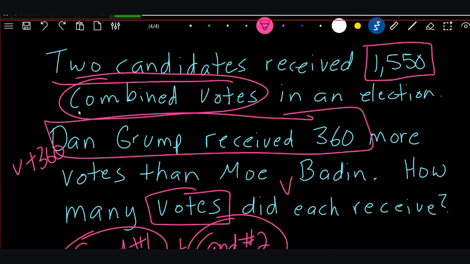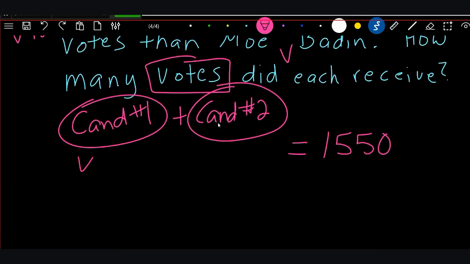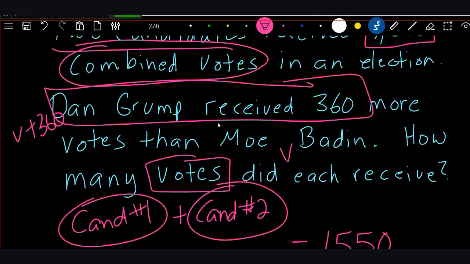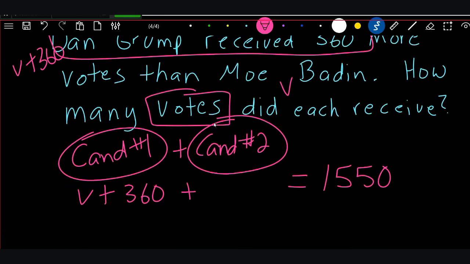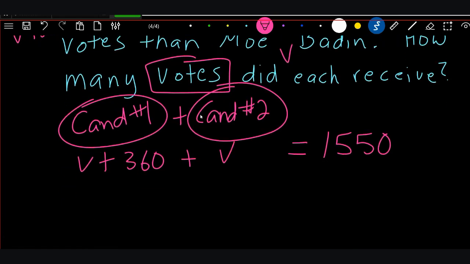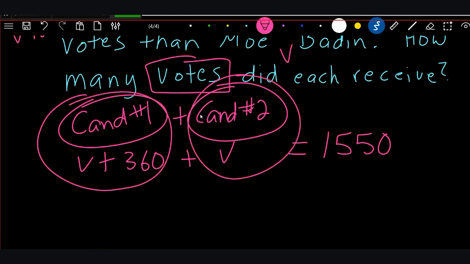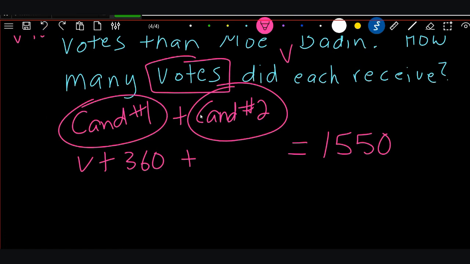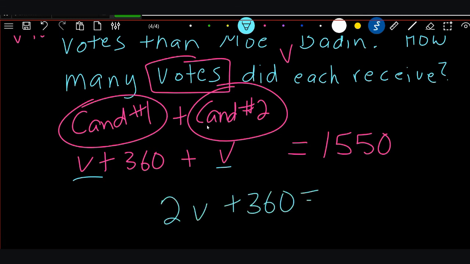Candidate 1 is Grump, so Grump is V plus 360, and I just write that. V plus 360 plus candidate 2, Mo Baden, V. So candidate 1 is V plus 360, candidate 2 is just V. Then I would go ahead and solve this. I would combine my like terms. I'd have V plus V, 2V plus 360 equals 1,550.